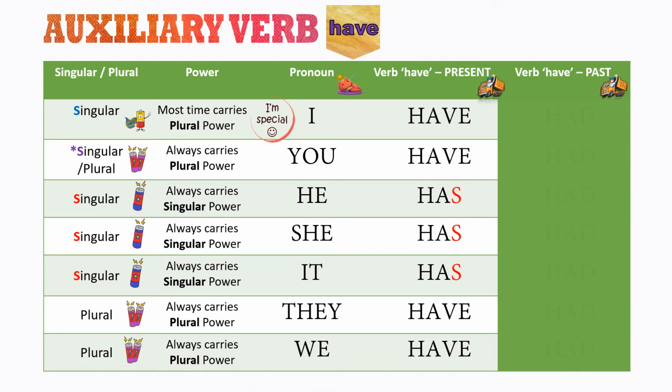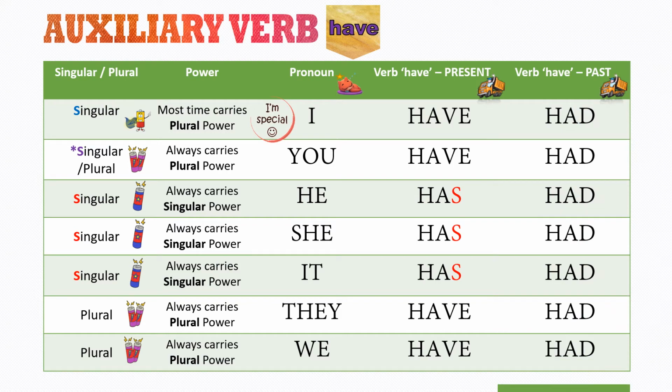Can you guess the past tense form for the verb have? Did you say had? Awesome! Spot on! Again, this is so easy to remember. No matter what the pronoun is, the past tense form for the verb have is had.